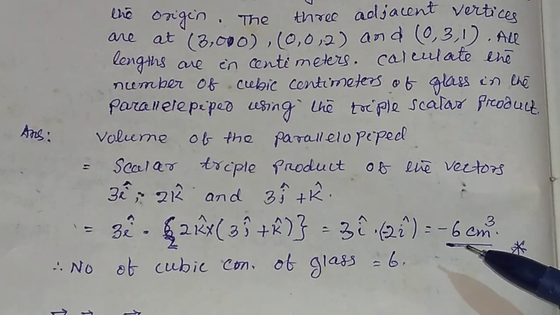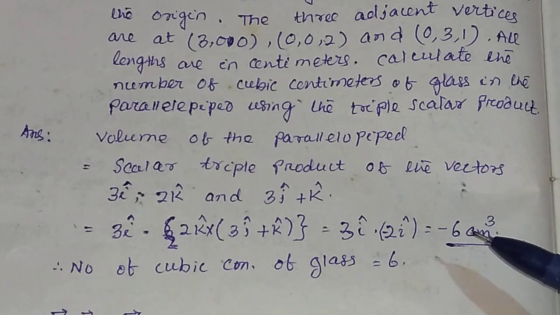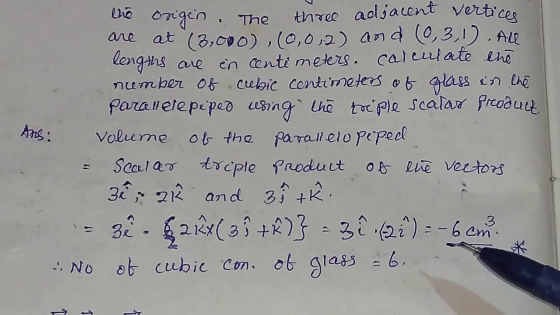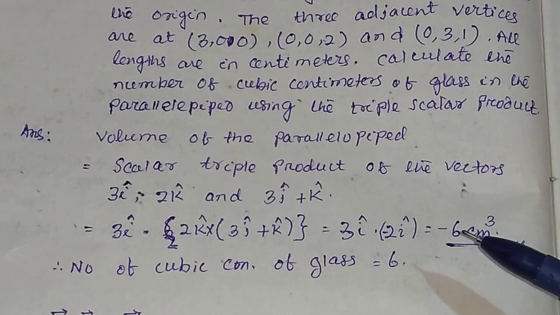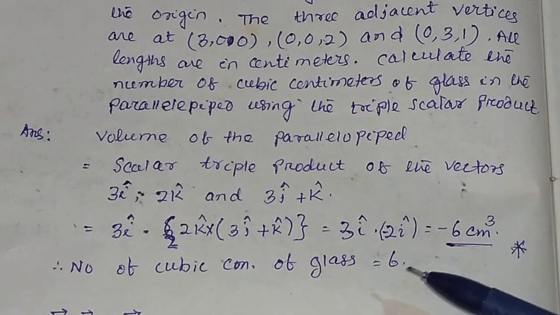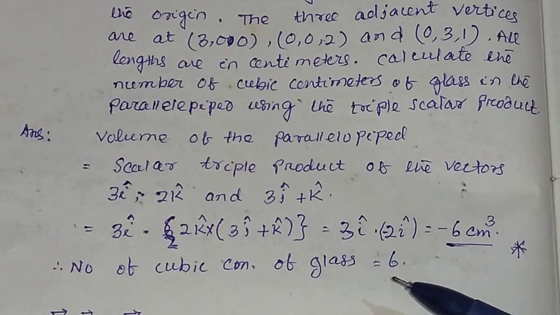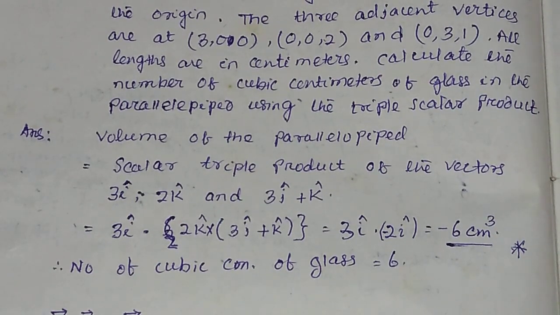In the problem you should remember scalar triple product can be positive, negative or 0. That is why we take the absolute value of the volume. When you calculate the volume, it may be positive or negative or 0. That is why we take the absolute value. So here we have taken the absolute value of the volume, that is equal to 6 cubic centimeters.